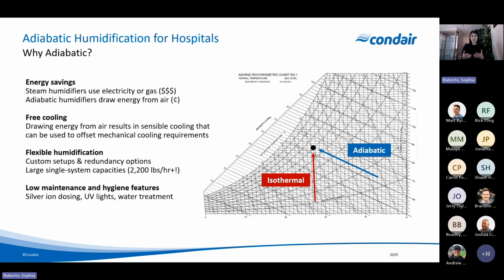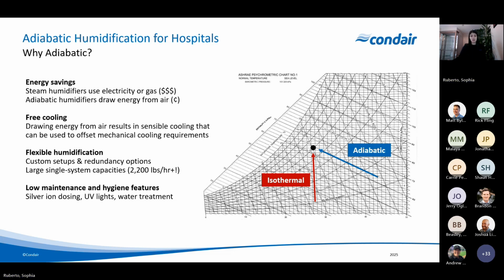Next is the flexibility of these systems. These are custom for each individual project that we work on. So instead of being a boxed product where, for example, your maximum humidification load is 200 pounds per hour for this unit, and you need multiple if you have a higher load, we can customize these systems up to 2,200 pounds per hour off a single unit. And then we also see some advantages in terms of maintenance and new hygiene features that I'll touch upon a little bit shortly.